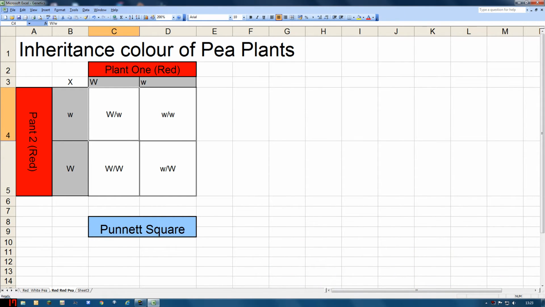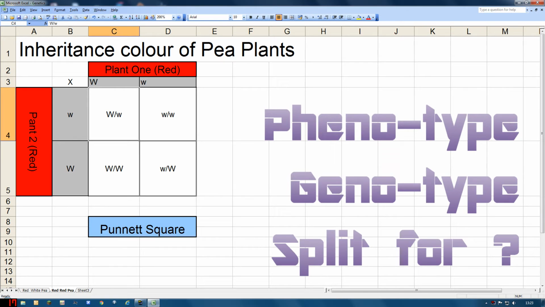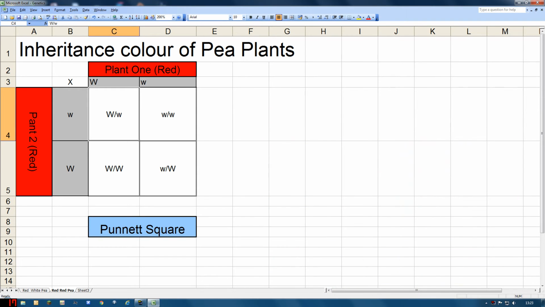So just to recap on that, the phenotype is what the bird looks like outwardly, and the genotype is the genes that it actually contains. And 2 birds can have the same phenotype but have different genotypes.